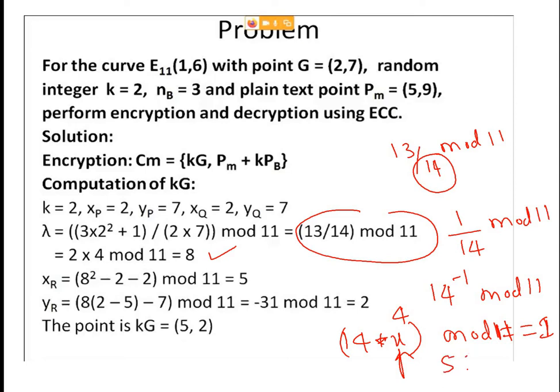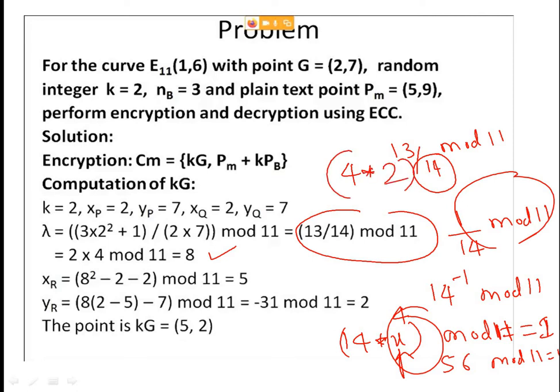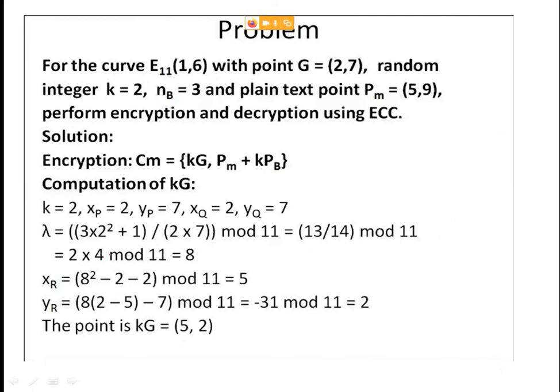I think the x value we get is 4, because 14 fours are 56. 56 mod 11 is equal to 1. That means the x value is 4. So 1 by 14 mod 11 has the value 4, and 13 mod 11 has the value 2. So it becomes 4 times 2 mod 11, that is 8 mod 11, and we get 8.